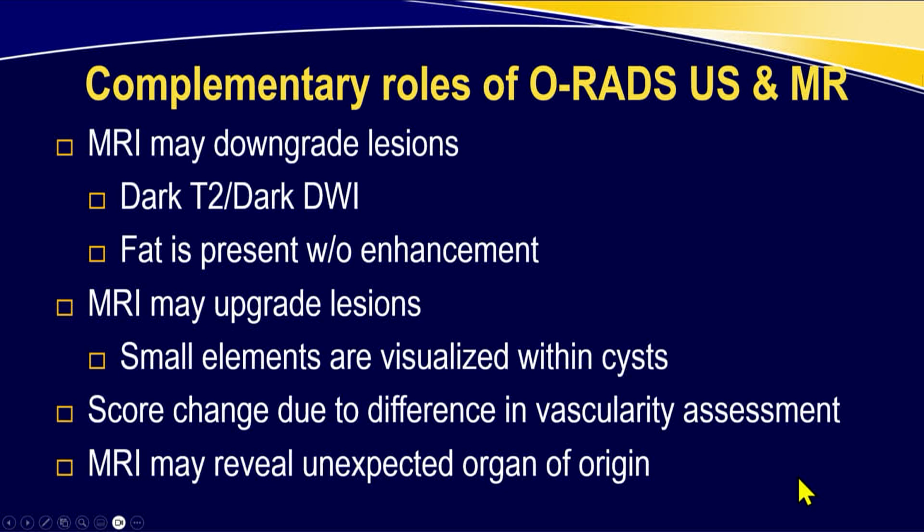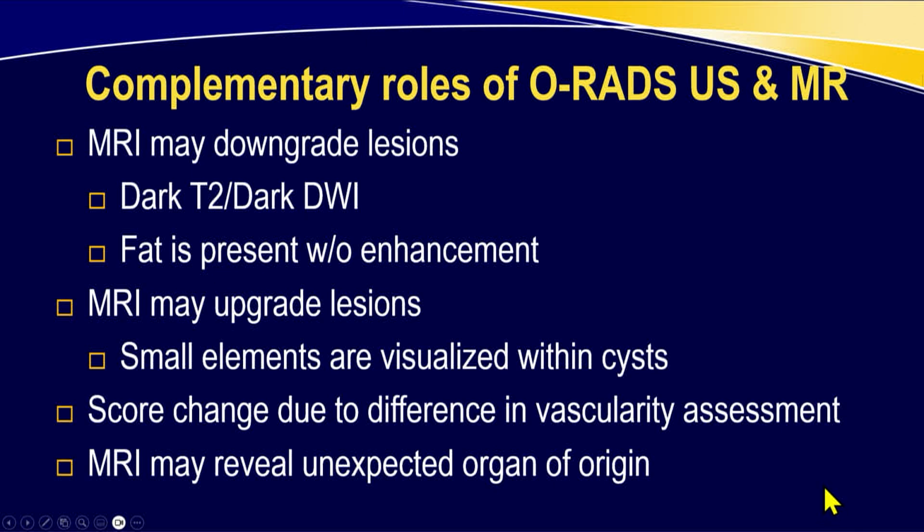So what are the complementary roles of ultrasound O-RADS and MR O-RADS? Well, MRI may downgrade a lesion. If a lesion is seen on ultrasound and it turns out on MRI to be dark on T2 and dark on diffusion-weighted imaging, you can downgrade it. And also, if that is present without any enhancement, you can also downgrade a lesion on MR.